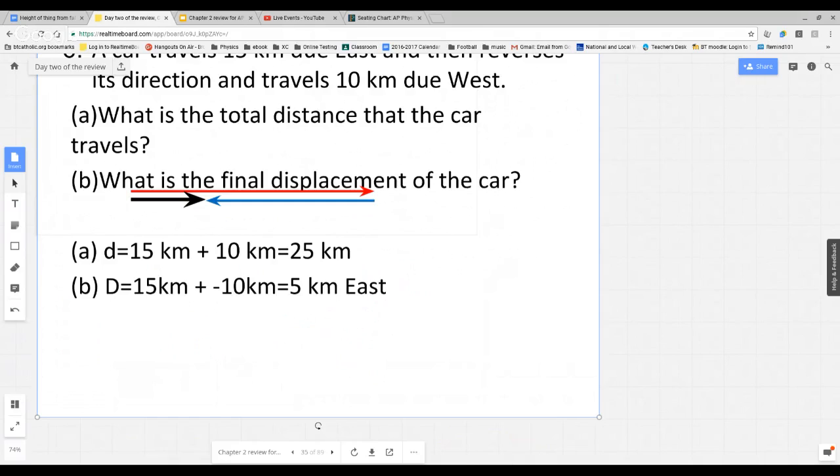I have a nice handy dandy drawing. You go red, and then you go blue, and that's the whole distance. But then displacement, you just go black.